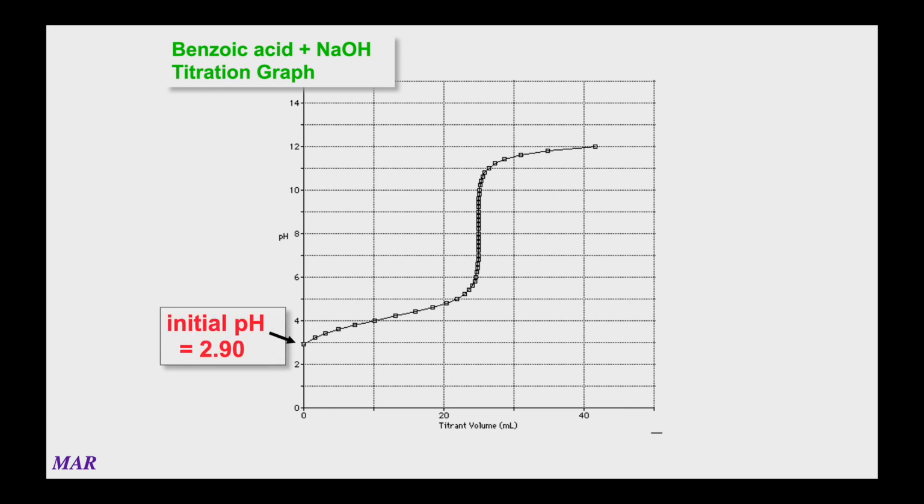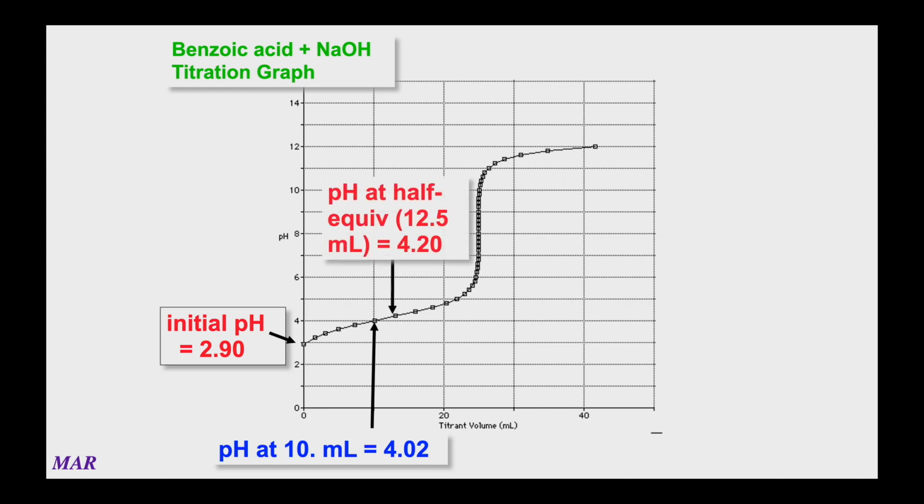Initially, the pH was acidic. It's a weak acid. It wasn't as acidic as a strong acid would be, but it is still pretty acidic. Then you can talk about the pre-equivalence region pHs. At 10 milliliters, that pH came out to be 4.02.